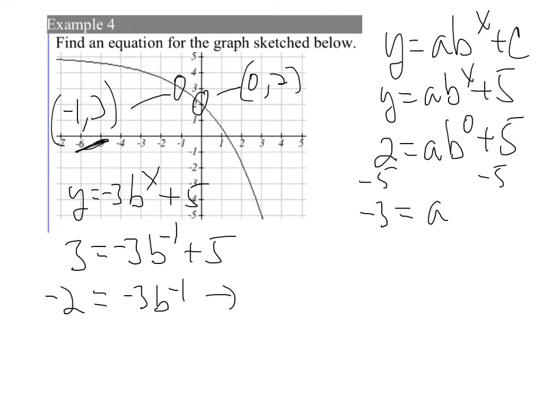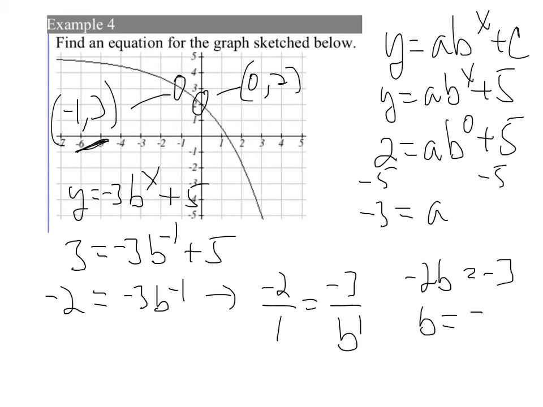So I'm going to write that as -2 over 1, because I can write anything over 1, right? Equals b to the first, because negative exponents say to take the reciprocal, kick it downstairs, as you've heard me say. So now I'm just going to do the cross products here. So -2 times b to the first equals -3. Then divide by -2, and b equals +3 over 2. So that's my b number.